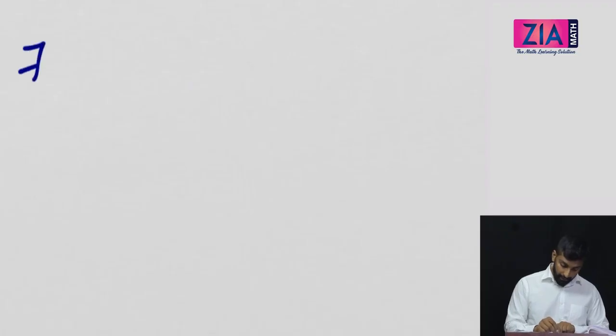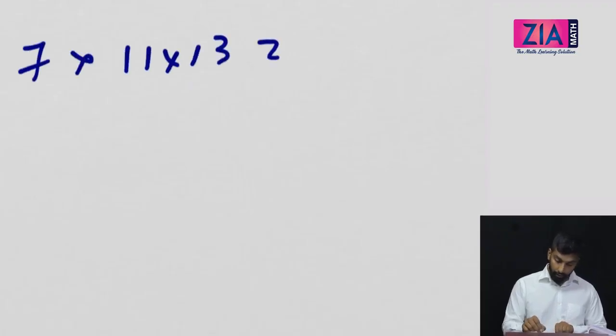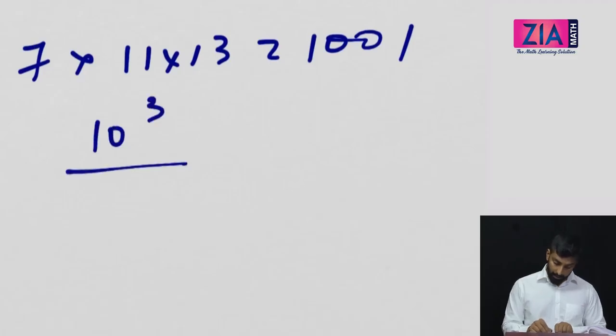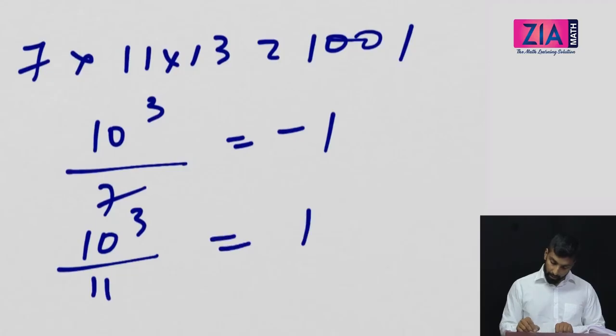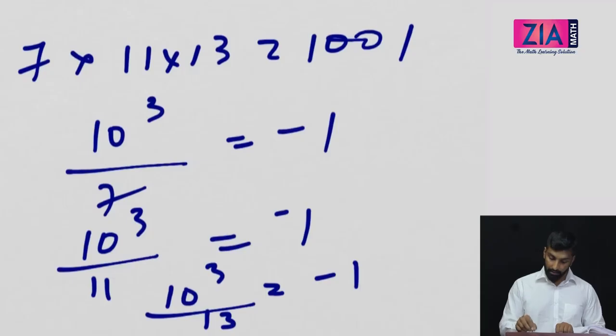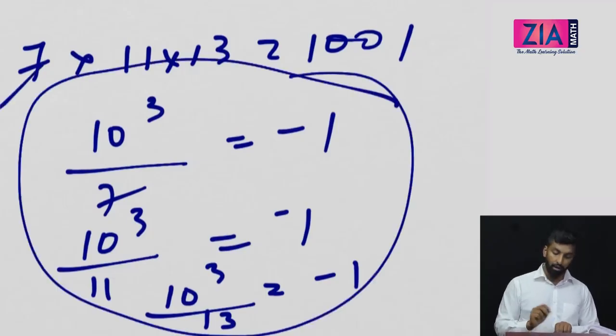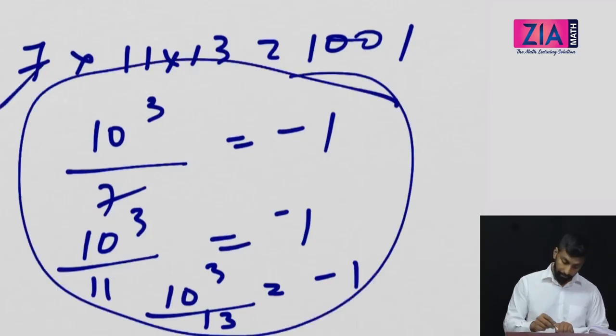Now one thing which you can keep in mind is, 7 into 11 into 13 will give you 1001. So 10 cube divided by 7 will give you minus 1. 10 cube divided by 11 will also give you minus 1. 10 cube divided by 13 will also give you minus 1 as a remainder. We can use this to solve different questions.